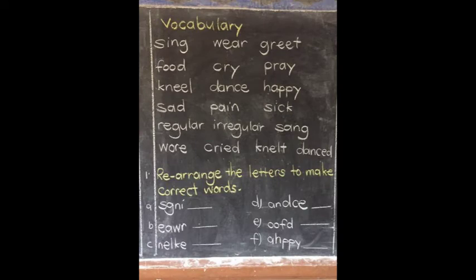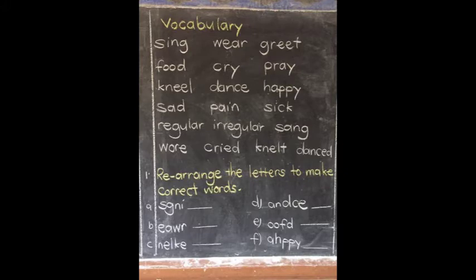We have said that we are going to look at culture and gender in a town council, and under it we are going to see customs. So we have the vocabulary for today. Let's read it together. The first one is sing, wear, greet, food, cry, pray, kneel, dance, happy, sad, pain, sick, regular, irregular, sung, wore, cried, knelt, and danced.